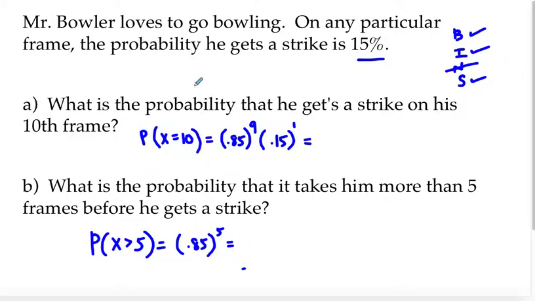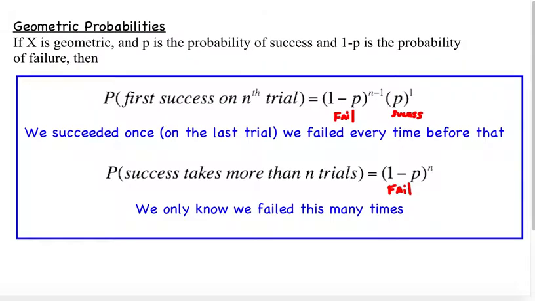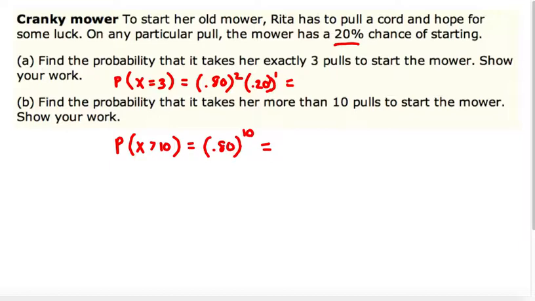So that's geometric. You kind of just have to logic your way through it. Even though there are these formulas here, those formulas are not on your formula sheet. So you either have to memorize them or you have to kind of just think about the problem. What happened the first n number of times, and then what happens? So if that's all you need, then go ahead and do homework 7.